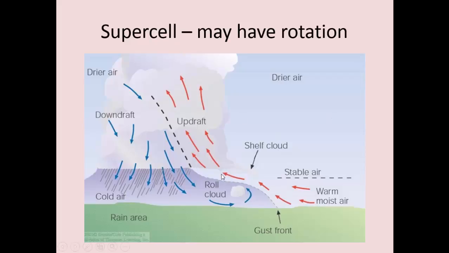Also, you can see here, this is what we call the gust front. A gust front is simply a cold front. It's like cold air coming out of the cloud. And remember, cold air will not mix with the warm air out here. A front develops.